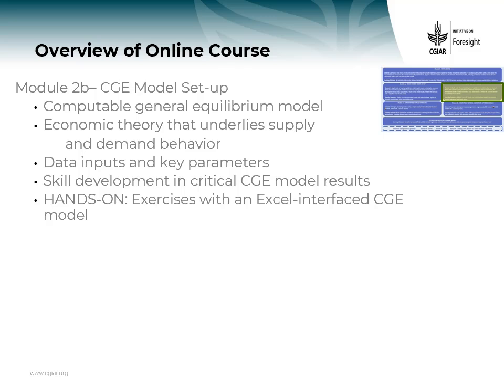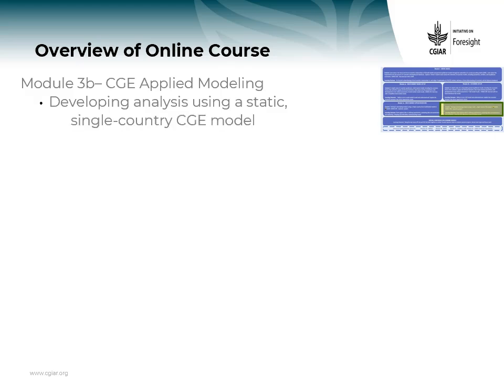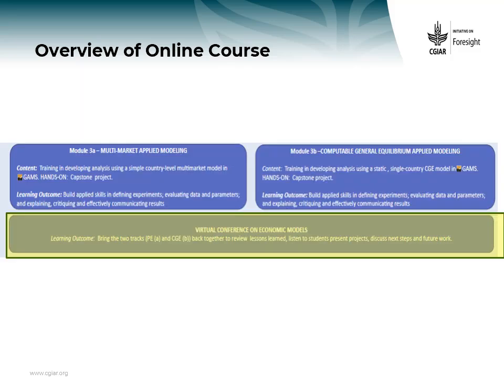The second CGE module provides training in developing analysis using a static, single-country CGE model in the GAMS modeling platform. Participants completing this module will build applied skills in defining experiments, evaluating data and parameters, and explaining, critiquing and effectively communicating results. After modules 3A and B, we will bring the cohorts from both learning tracks back together for a virtual conference on economic models. We will review lessons learned, listen to student project presentations, and discuss next steps and future work.